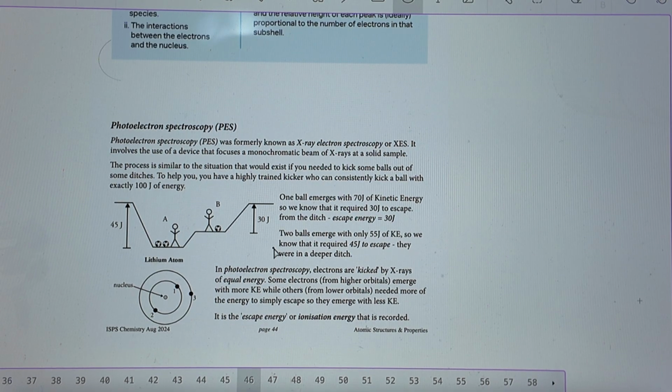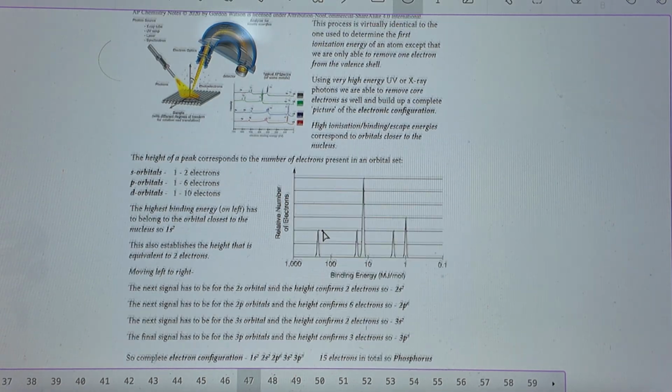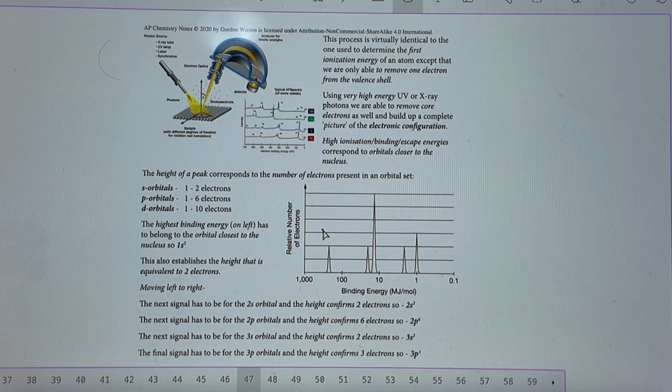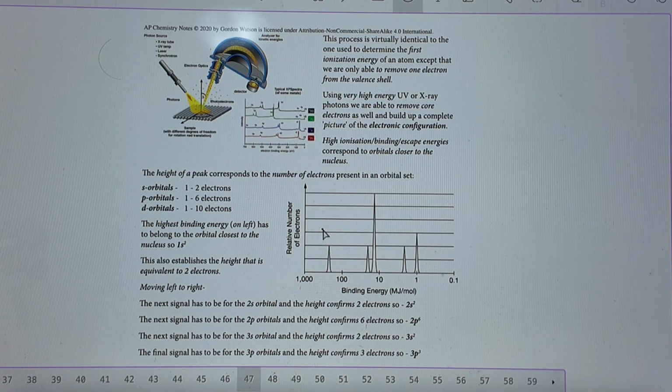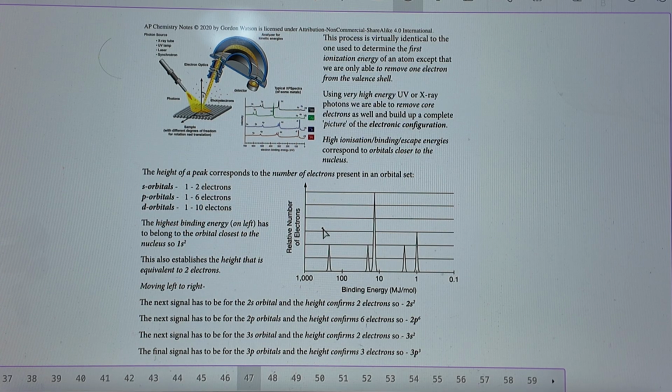And ionization energy, as you guys know, is the energy required to remove an electron from its orbit. Okay, so what do we have here? This process is virtually identical to the ones used to determine the first ionization energy of an atom, except that we are only able to remove one electron from the valence shell. Using a very high UV or X-ray photon, we're able to remove core electrons as well and build up a complete picture of the electronic configuration.